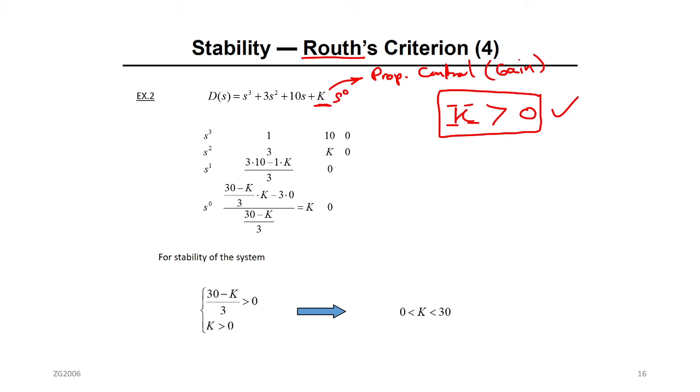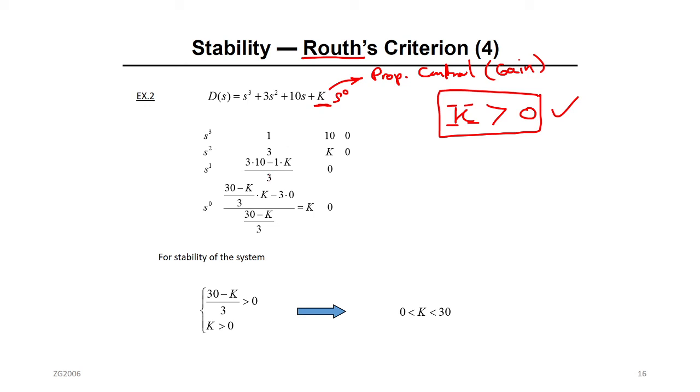All right. We need more information about K, so we're going to build the Routh array. S to the power 3, S to the power 2, 1, and 0. First row, you start with the number 1, skip number 3, go to 10, skip number K, there is nothing here, so you end up with 0. Now, in the second row, you start with 3, skip number 10, go to K, skip nothing there, so it's going to be 0.